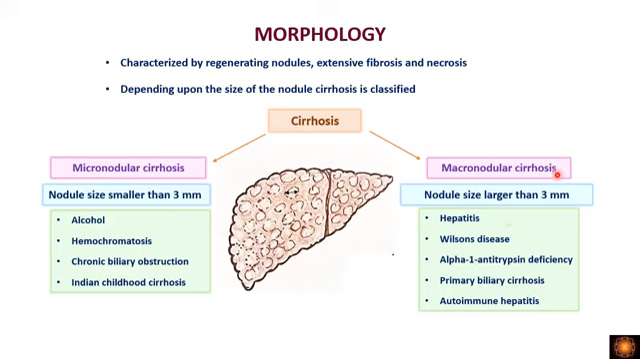The conditions where we have macronodular cirrhosis are hepatitis, Wilson's disease, alpha-1 antitrypsin deficiency, primary biliary cirrhosis, and autoimmune hepatitis.